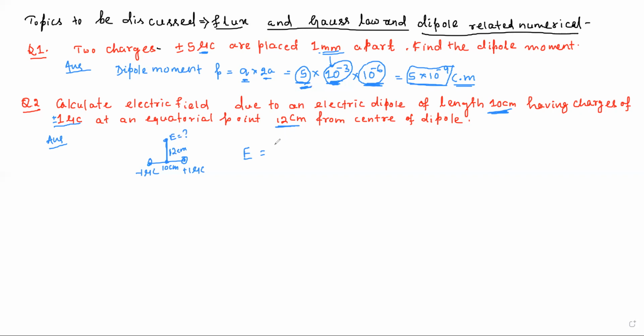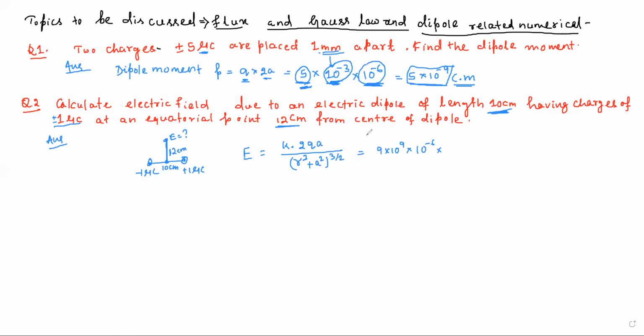In the dipole equatorial line formula you studied 2 kp by r cube, but there is one more formula: k into 2qa by (r square plus a square) all to the power 3 by 2. If you generalize, it becomes 2 kp by r cube. So the k value is 9 into 10 to the power 9, a constant. q is given as 1 microcoulomb, 10 to the power -6 will be put.